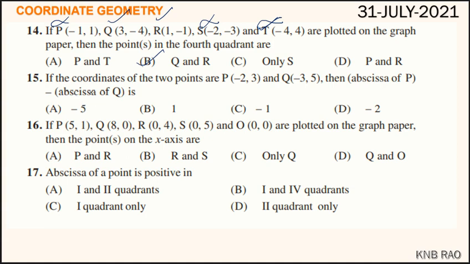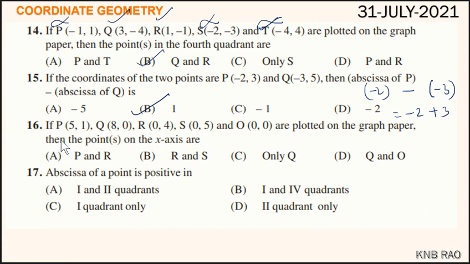Next, 15th question. If the coordinates of two points are P minus 2, plus 3 and Q minus 3, 5, then the abscissa of P minus abscissa of Q. See, the abscissa of P is minus 2, minus the abscissa of Q which is minus 3. Now on simplification, minus 2, minus of minus becomes plus 3. Minus 2 plus 3 is plus 1. So B is the right option.